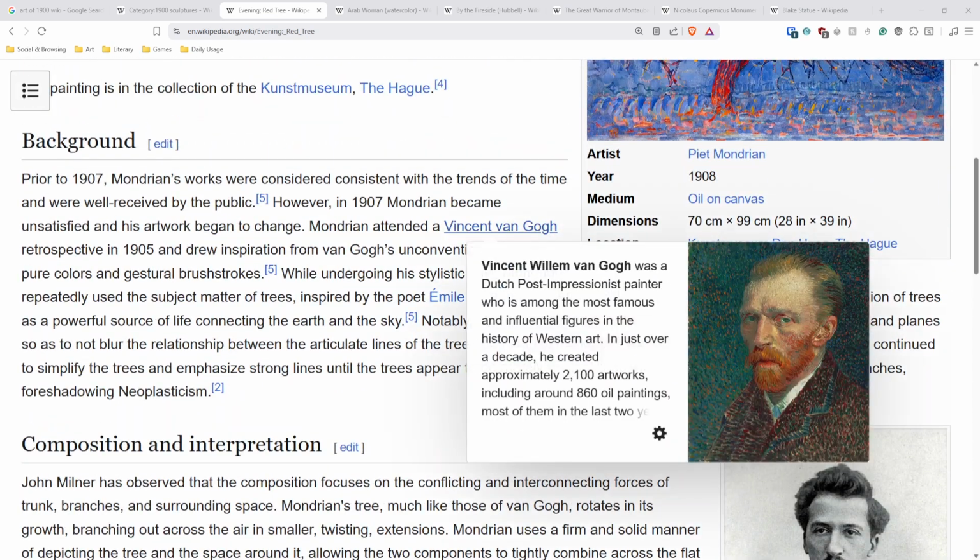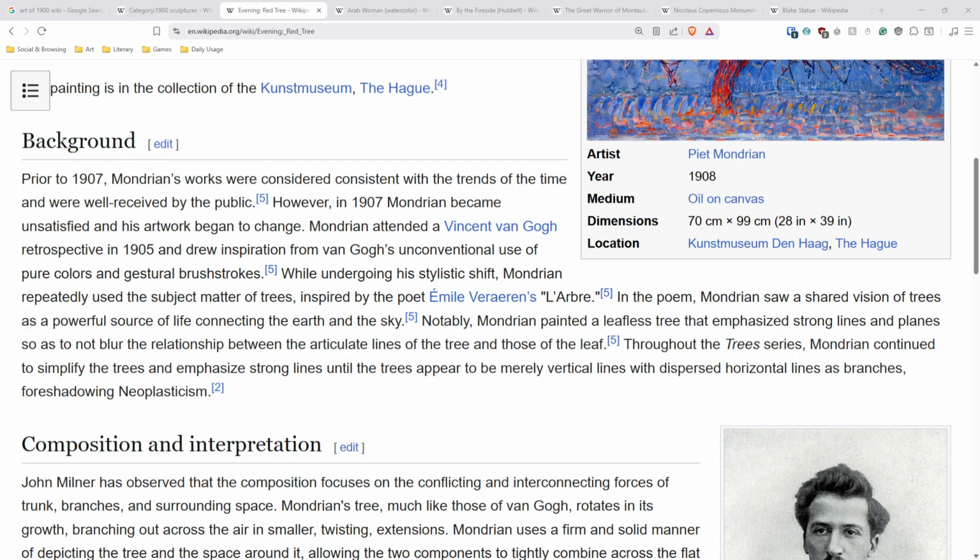Okay, let's hop into the background. Prior to 1907, Mondrian's works were considered consistent with the trends of the time and were very well received by the public. However, in 1907, Mondrian became unsatisfied and his artwork began to change. Mondrian attended a Vincent van Gogh retrospective in 1905 and drew inspiration from Van Gogh's unconventional use of pure colors in gestural brushstrokes.